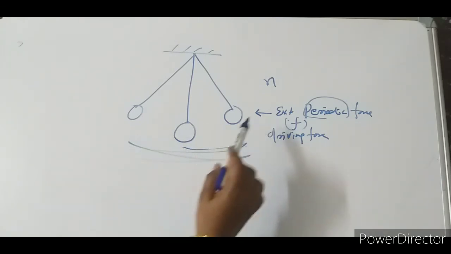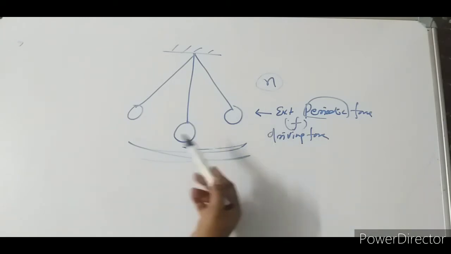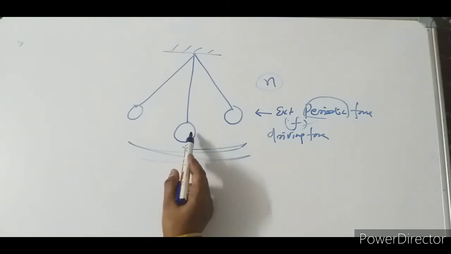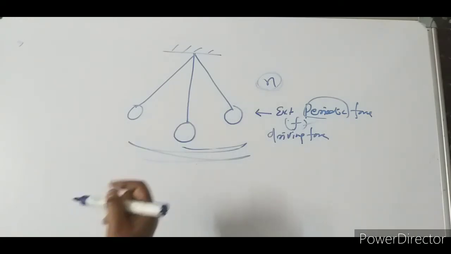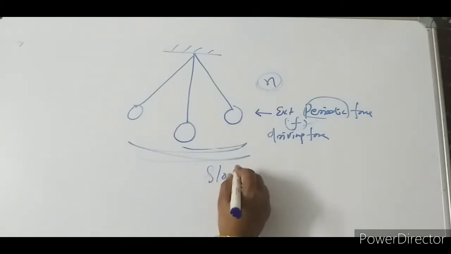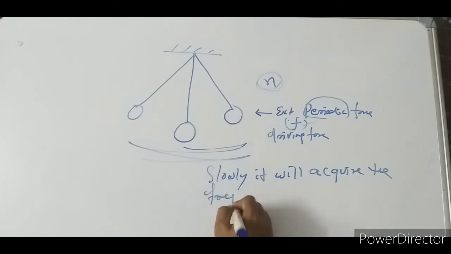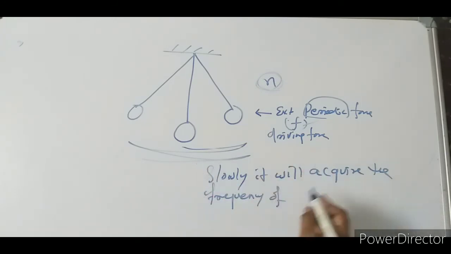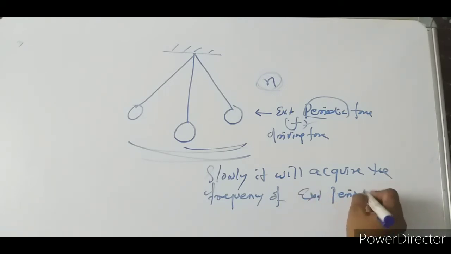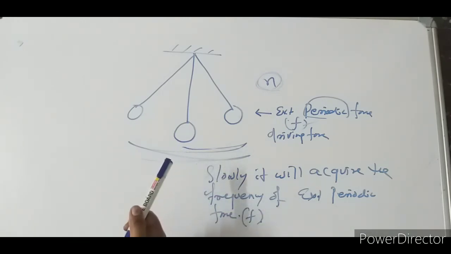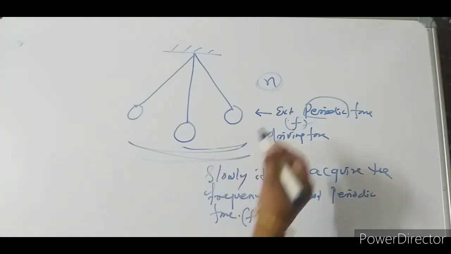So here the body is oscillating with the frequency N. Now an external periodic force will be applied on the body whose frequency is F. Now this body will no longer vibrate with frequency N, its natural frequency. Slowly it will acquire the frequency of the external periodic force, that is F. After that, the body will not vibrate with N, rather the body will vibrate with the frequency F. Understood here?